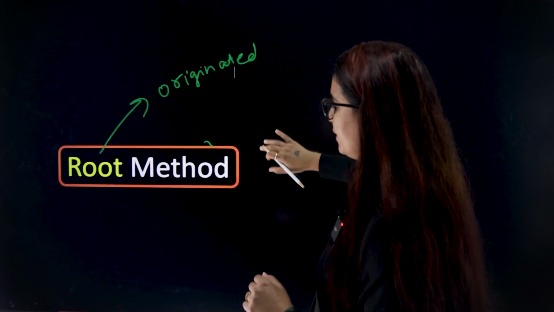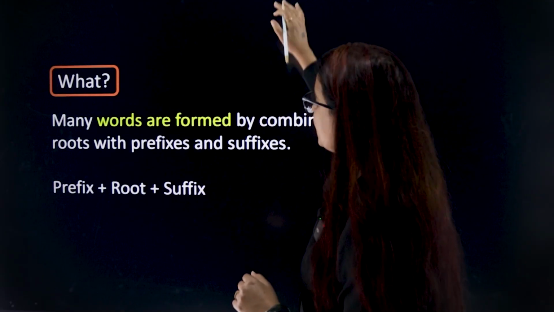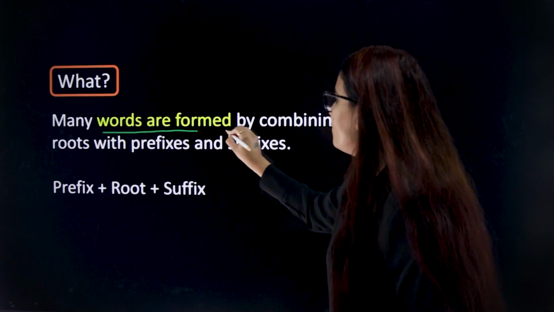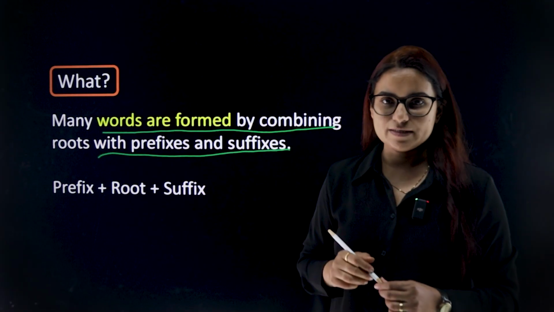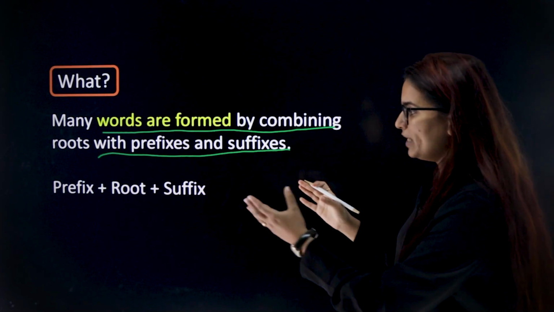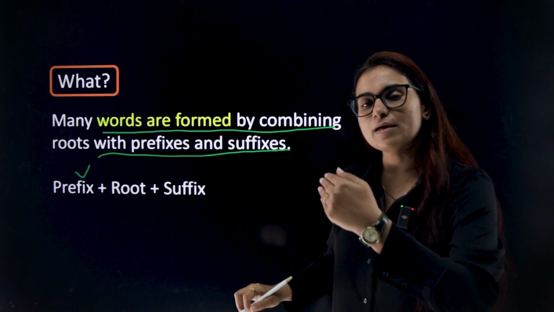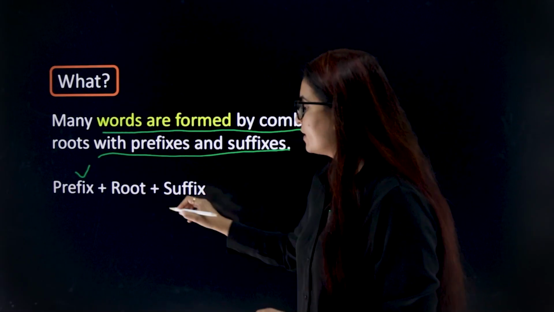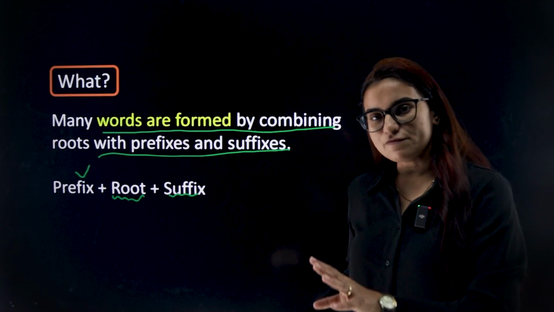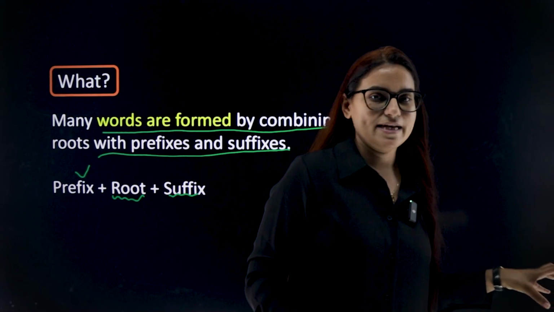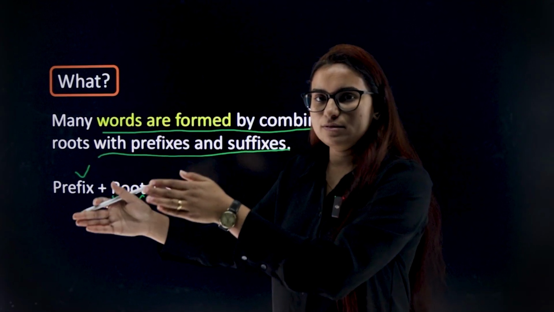In the root method, it simply means the words are formed by combining roots with prefixes and suffixes. Any word will have this structure. It will have a prefix. Prefix means something that comes before. Then comes the root and then comes the suffix. Suffix means something that goes at the end. Okay, so prefix, root and the suffix.